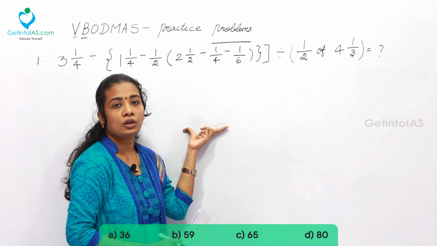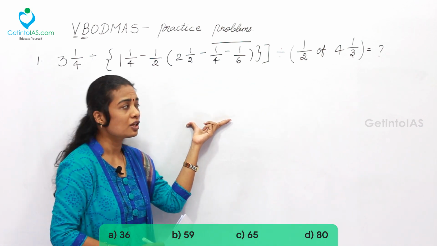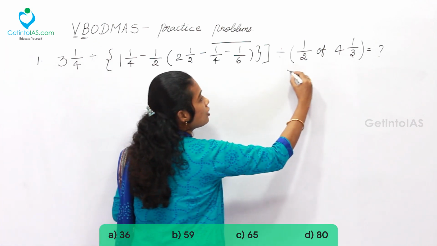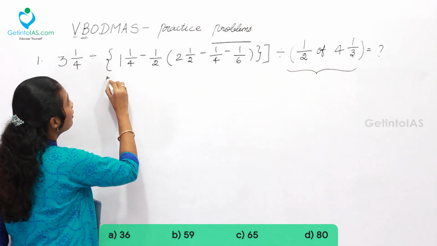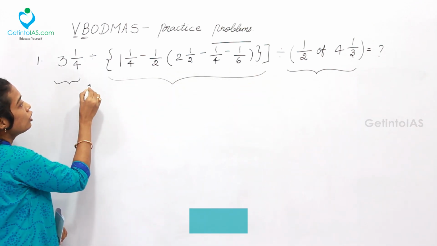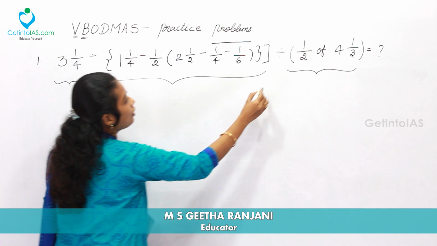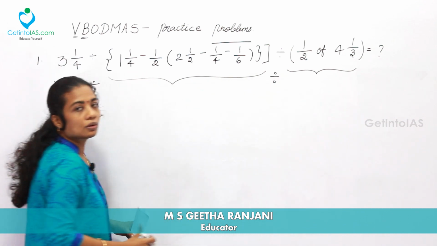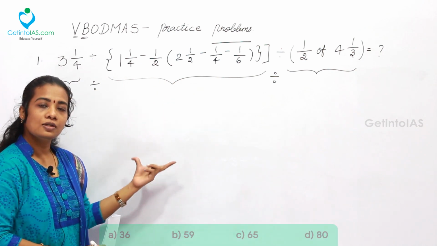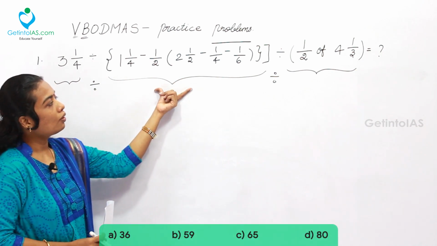Whenever you come across these kinds of problems, first you want to divide the question into several parts. So here this is one of the parts, and from here to here is one of the parts, and here this is a separate one. Here is division, here is division. How we are arranging this is based on the brackets. That is simple. So first of all, let's solve over here.